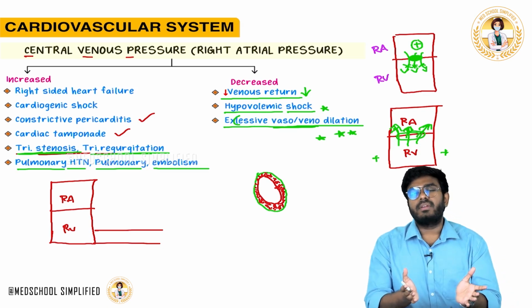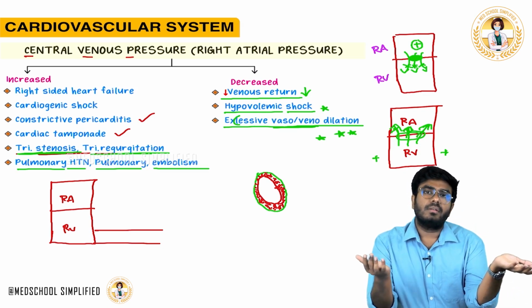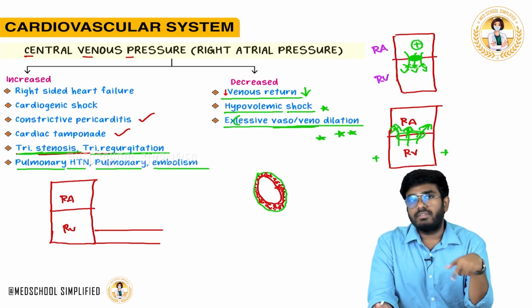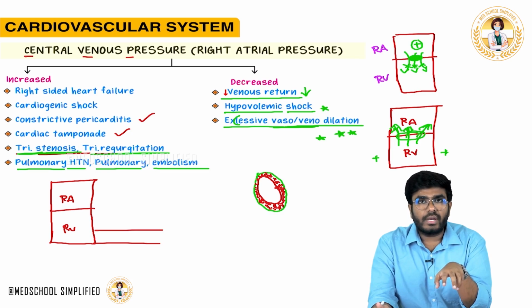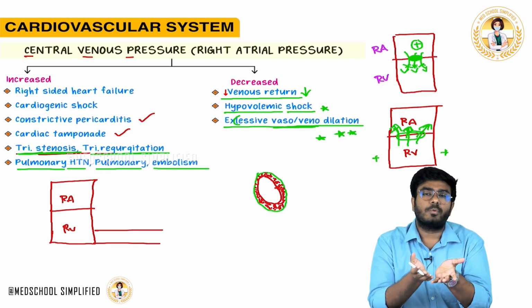So this is one topic which can come in your exam. In your exam, they will ask you something like this. In all of the following conditions, CVP increases, except. In all of the following conditions, CVP decreases, except. In all of the following conditions, JVP increases. In all of the following conditions, JVP decreases. So these types of questions are possible.